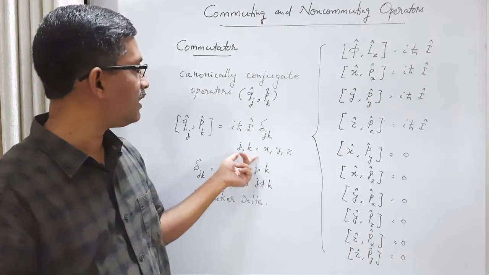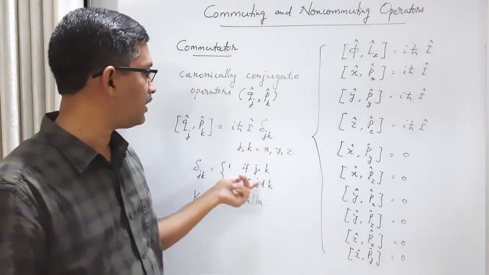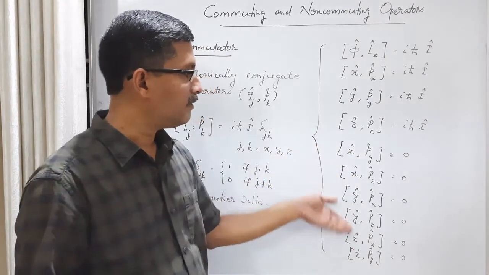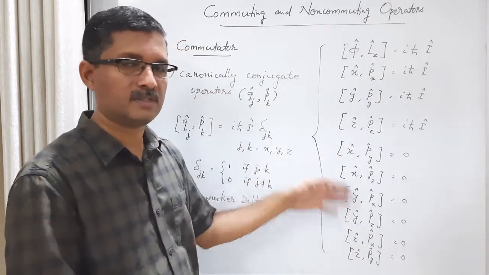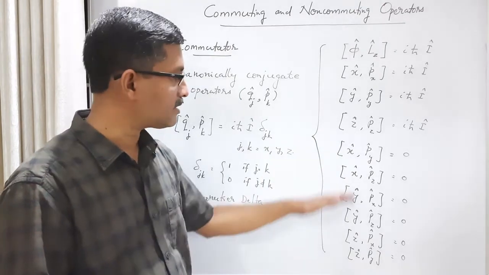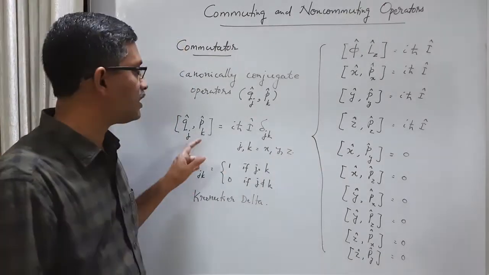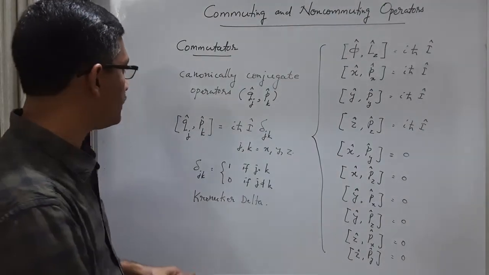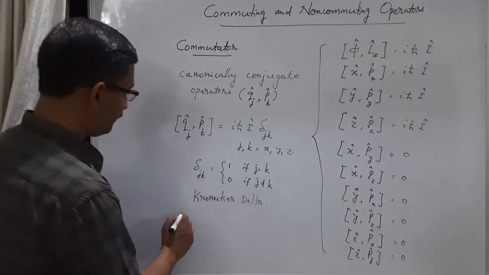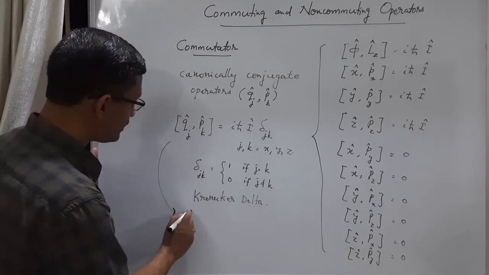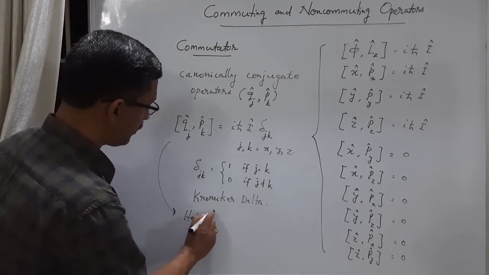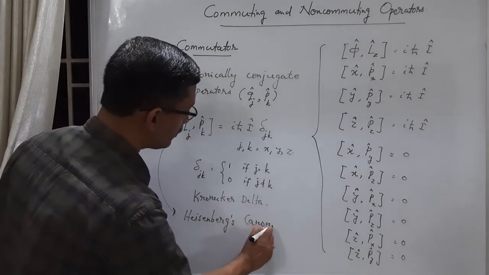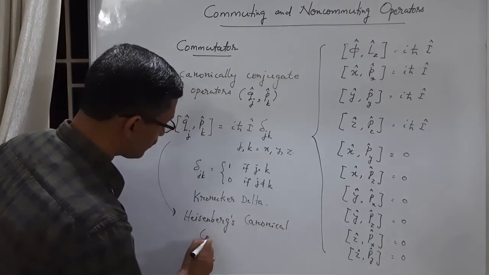On the other hand, if j and k are different, one is x, the other is y, etc., then the Kronecker delta is 0. That means instead of non-commutation, we get commutator 0. That means these pairs are commuting operators. So the single notation represents all these commutation rules, and this commutation rule is called Heisenberg's canonical commutation rule.